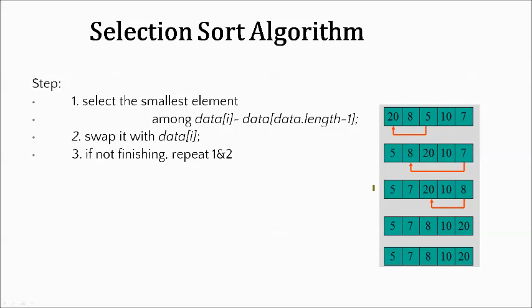Okay, there's another example here of the selection sort algorithm. So again, we have the steps here. Select the smallest element, swap it with the data. If not finished, just repeat number 1 and number 2.